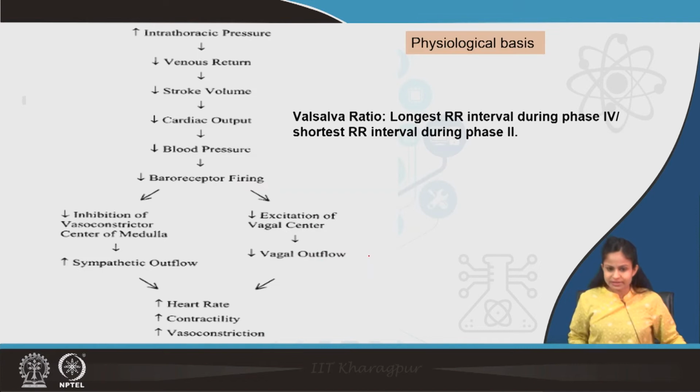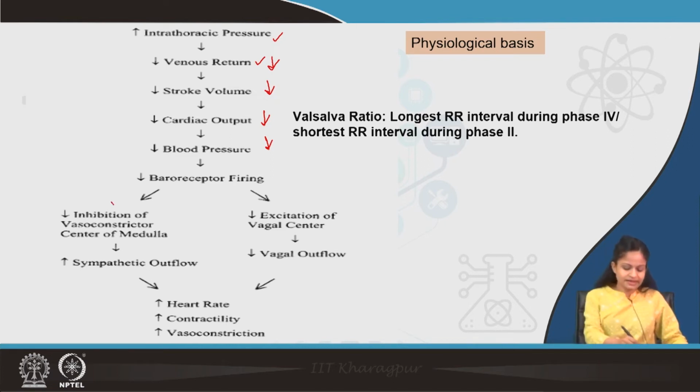The physiological basis of the Valsalva maneuver I had already discussed. The increased intrathoracic pressure is giving rise to decreased venous return, decreased stroke volume, decreased cardiac output, and hence decreased blood pressure. Because of the decreased blood pressure, there is no stimulation of the baroreceptors, there is no firing from the baroreceptors. So, the vasomotor center is active.